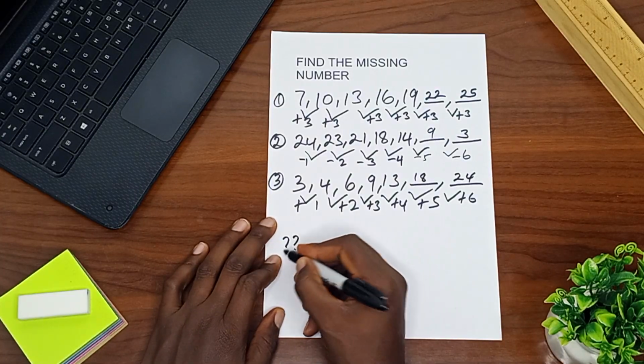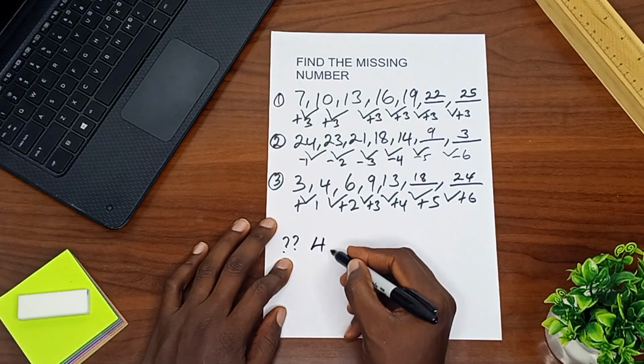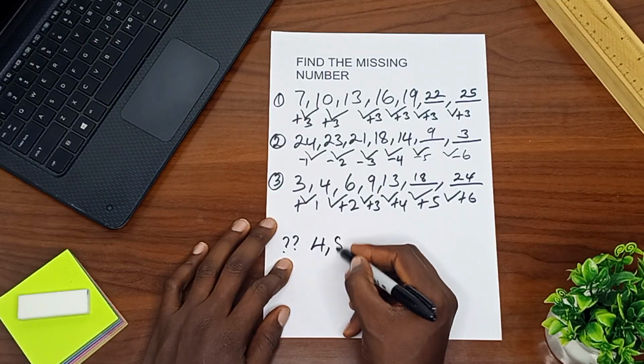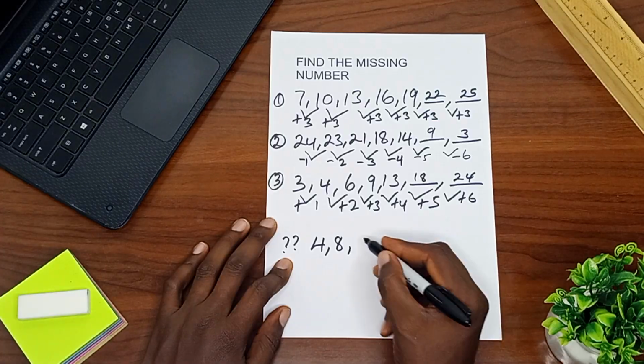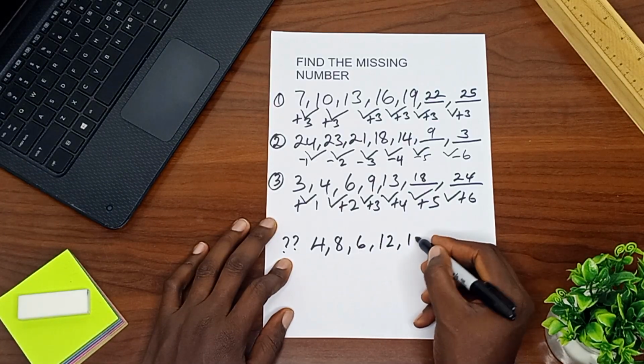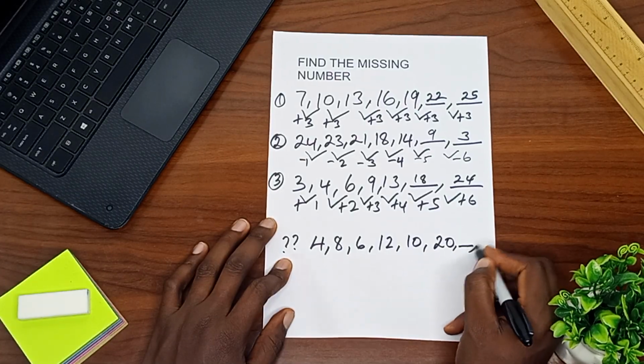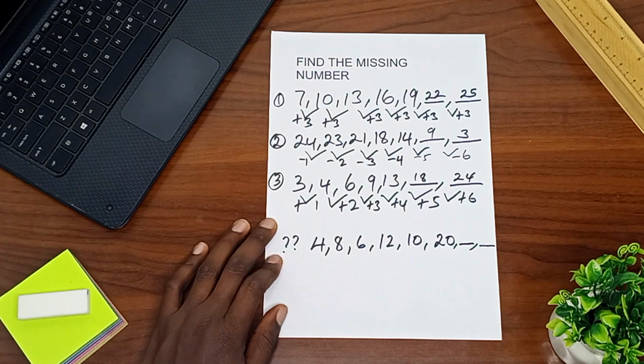So in the comment section, I want you to write for me the answers to the next two numbers in this sequence: 4, 8, 6, 12, 10, 20. Remember, sometimes the numbers are changing a little bit, so you need to be careful on how the sequence is moving.